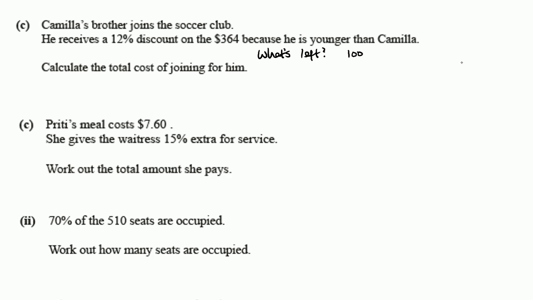If I start off with 100% and I subtract 12%, I'm left with 88%. So think of it like this. Camilla's brother, his joining fee is 88% of the $364. This is what I want to work out.